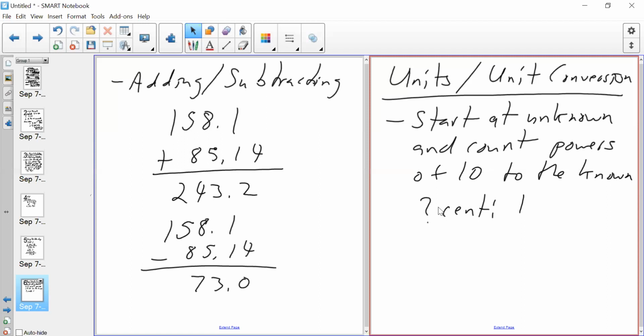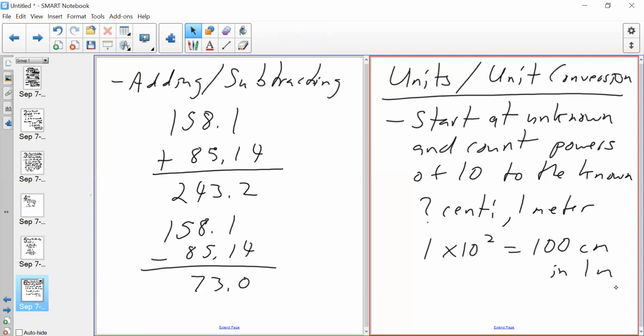How many centimeters in 1 meter? We take the given number there, and we ascribe the powers of 10 to the right, and it's 2 powers of 10, 1 times 10 to the 2, or 1 times 10 to the second, equals 100 centimeters in 1 meter.